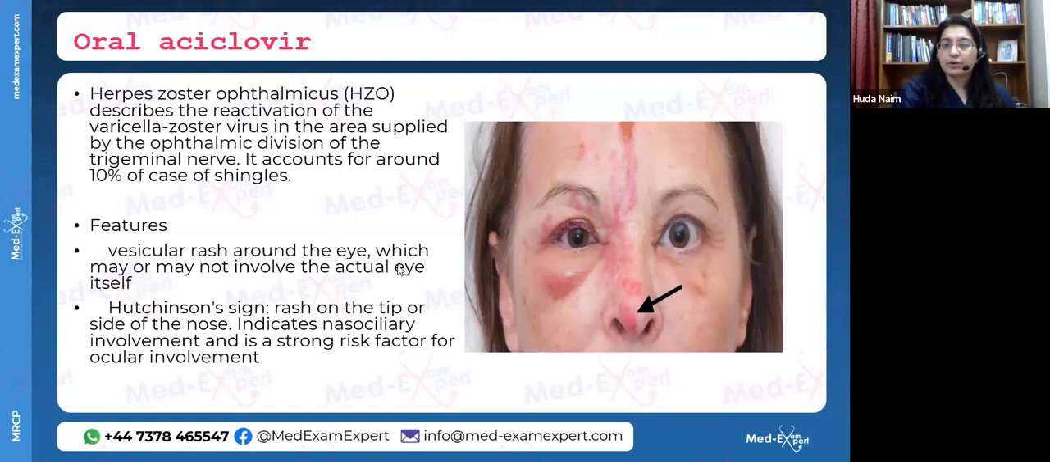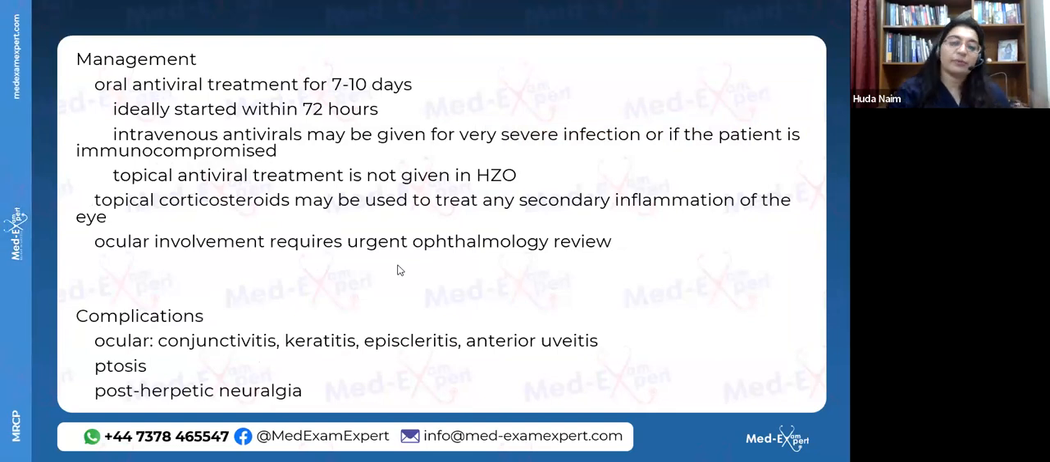So you will have a vesicular rash, and then you can have a Hutchinson sign as well. So there's a rash on the tip of the nose, this part. Okay. So always very important to know what the organism is. So varicella zoster, they could have asked you about the treatment, they could have asked you about the complications of the disease, they could have asked you about the exact organism. So very important to know about that. Okay.